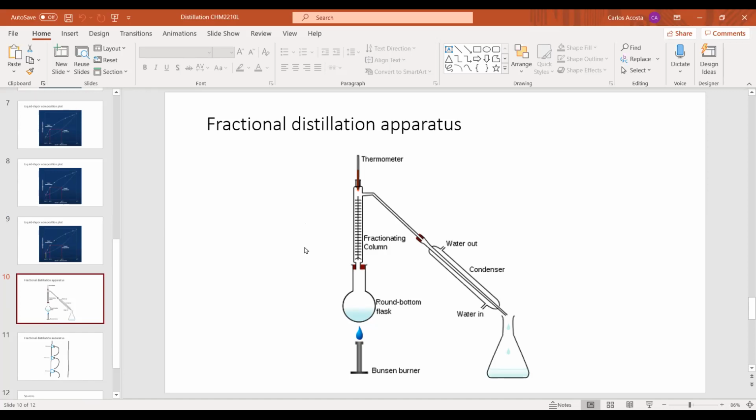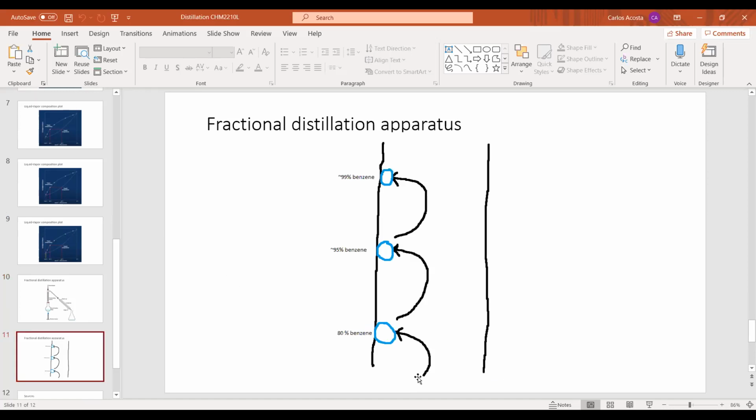Now, in order to show you exactly what's going on inside the fractionating column, I drew a very sophisticated diagram of a close-up of a fractionating column. Here it is. So what happens initially is our 50-50 mixture is boiled. Now the 50-50 mixture produces a vapor that's 80% benzene. So that's going to travel a little bit up the column, and it's going to condense somewhere. And that liquid is going to be 80% benzene, 20% toluene.